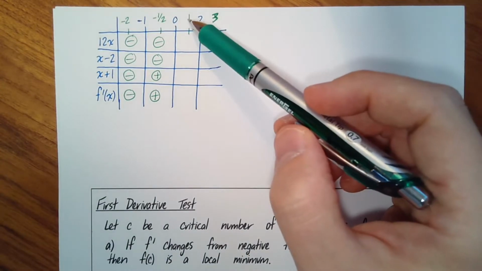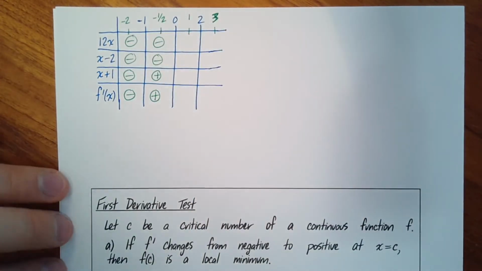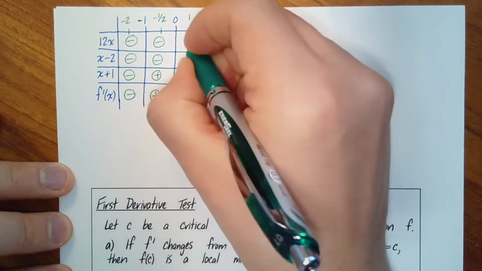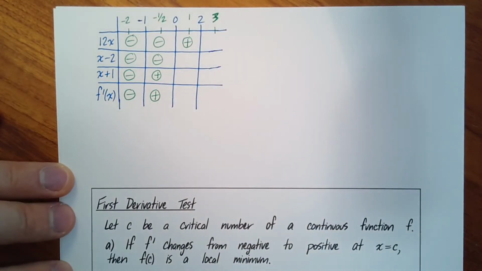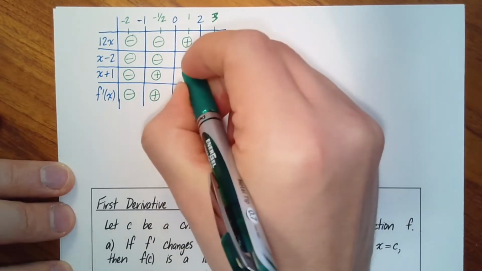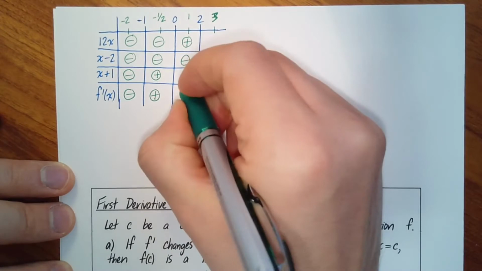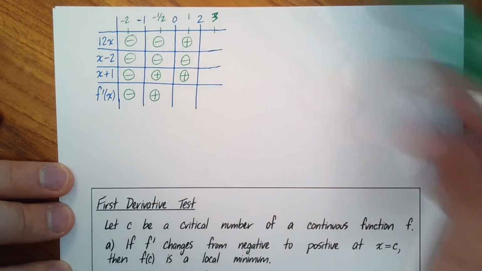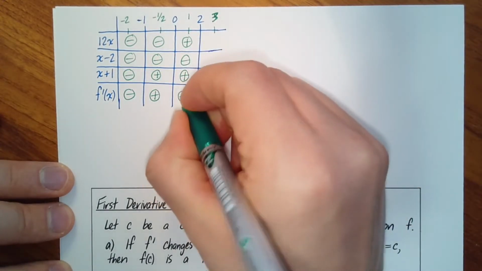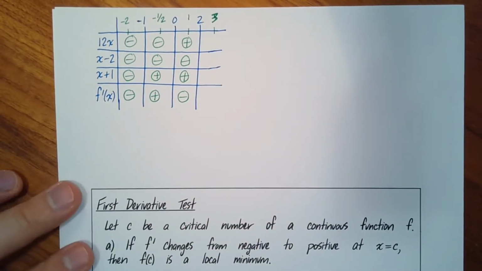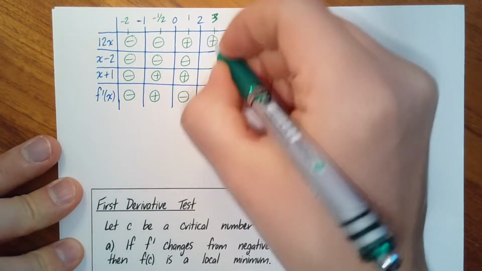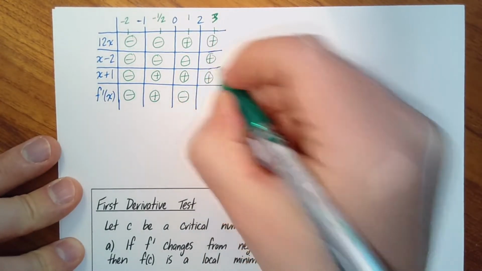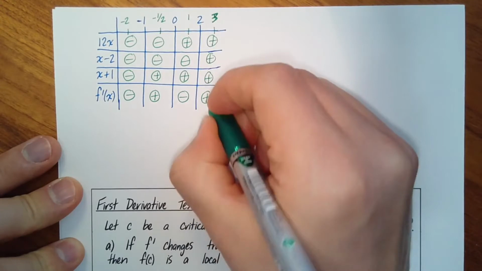Okay, what about the +1 now? Plug that into each of those three factors. You're going to get a positive when you plug it into 12x. You'll get a negative if you plug it into x minus 2. And then you'll get a positive if you plug it into x plus 1. So positive times a negative times a positive, those three factors multiply to give you a negative now. And then lastly, when you plug in a 3, you can check that all three of them are going to be positive. So therefore the product, f prime of x, is also positive.